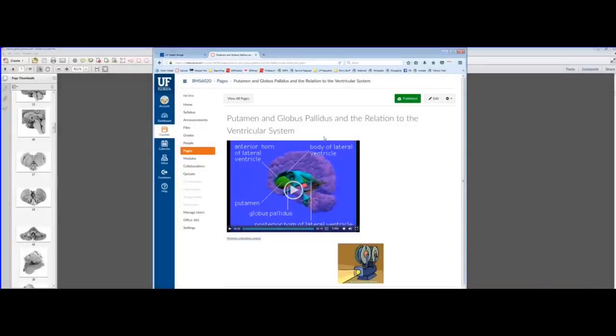I like to work from the ventricular system. Okay, and so this is a 3D view. I'm sorry about this. There's nothing I can do about that. But this is what the ventricular system looks like in the human.